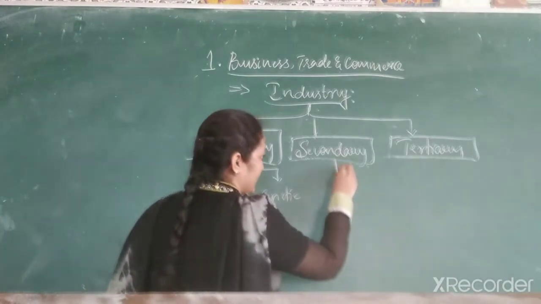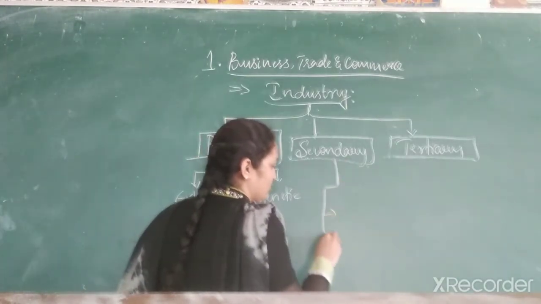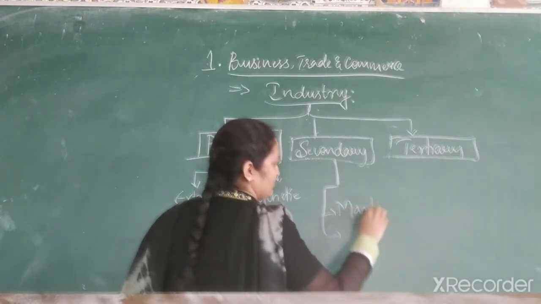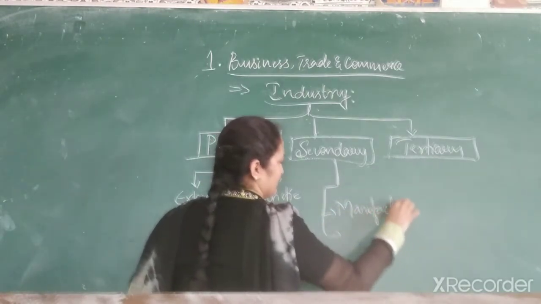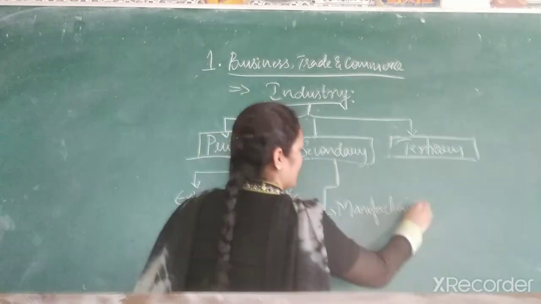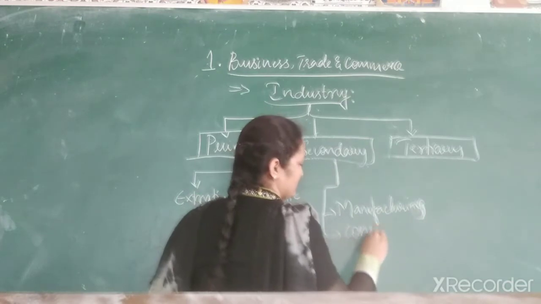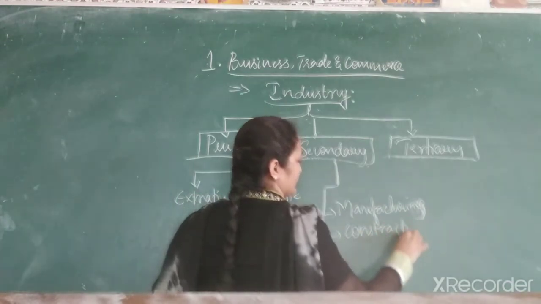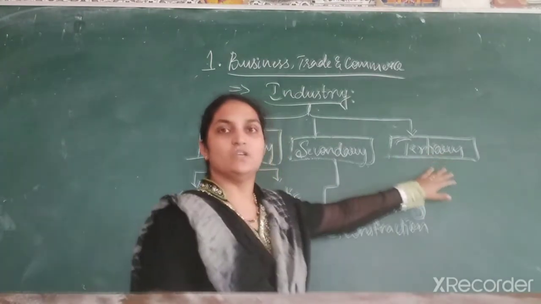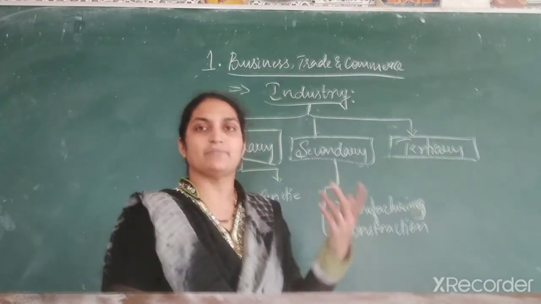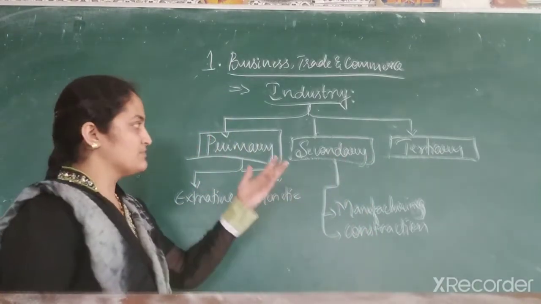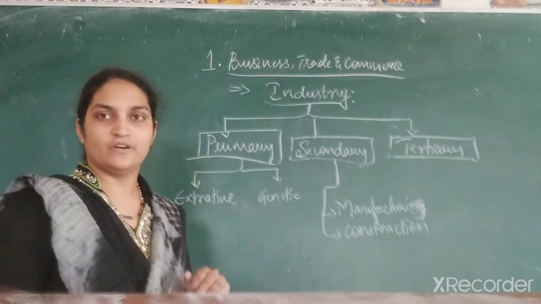Whereas in secondary industries also we have two classifications. One is manufacturing industries, and another one is construction industries. Whereas in the tertiary industries we include services like banking, insurance, communication, advertising, that all comes under your third category of industries.